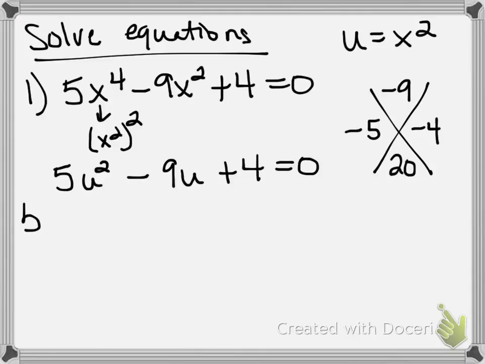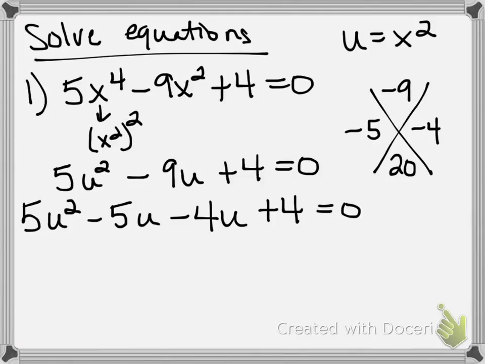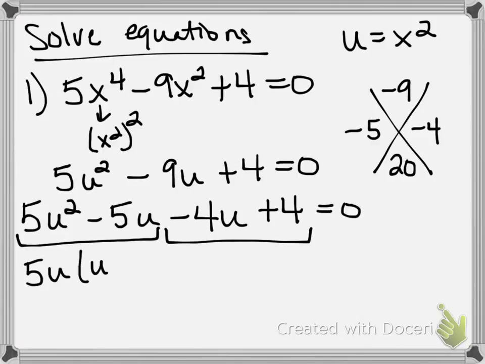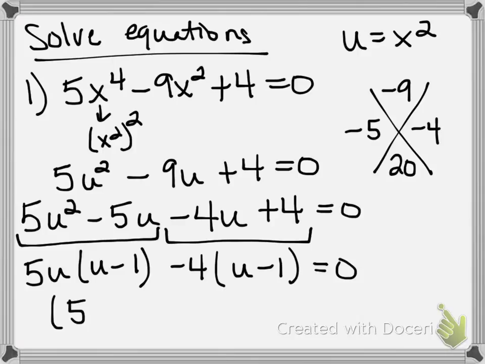So again, a is not 1, so I do have to do the whole drawn out method here. So I have 5u squared minus 5u minus 4u plus 4 equals 0. I need to group these. So here my common factor is 5u, and I'm left with u minus 1. And here I have negative 4, and then I'm left with u minus 1. So I end up with 5u minus 4 times u minus 1 equals 0.